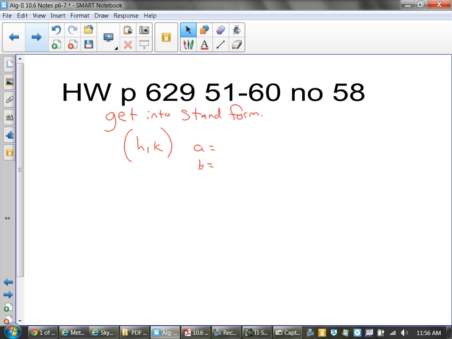The whole idea here is making sure you know how to complete the square. Lots and lots and lots of practice to complete the square.